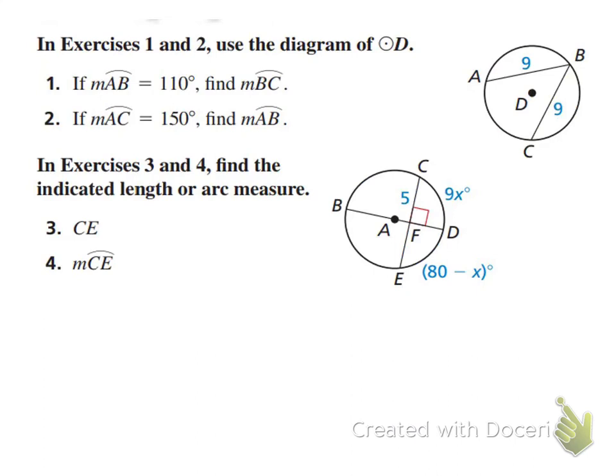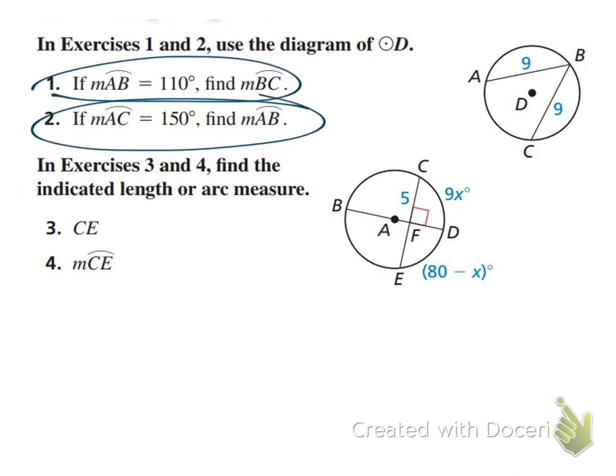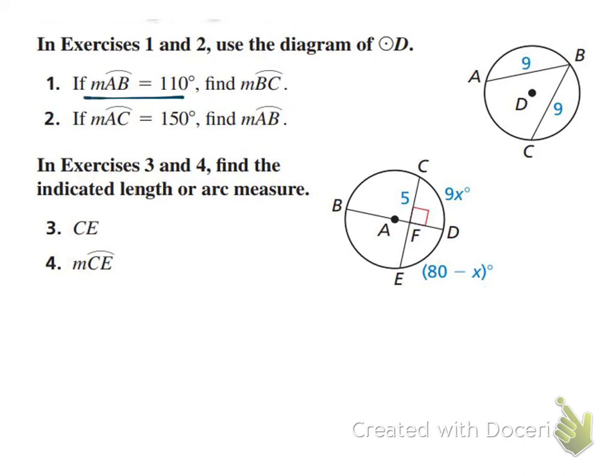These next 4 you're actually going to do on your own. But before you do, I need you to understand that these are 2 separate questions just using the same picture. So on number 1, when it says the measure of AB is 110, that is not the answer to number 2. They're using the same picture. They're 2 separate problems. Okay? I'll walk around and check them.